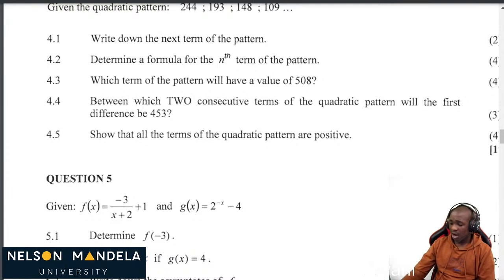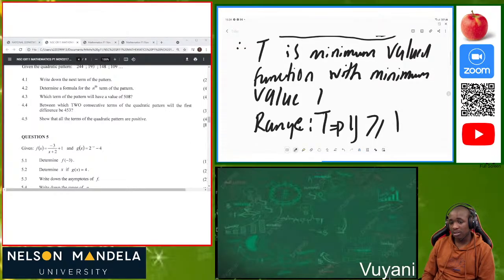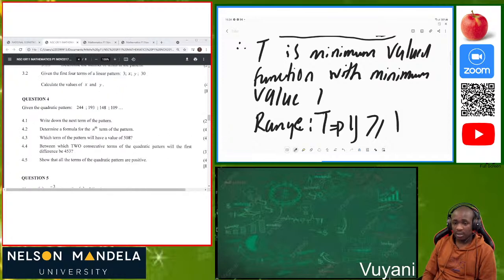So therefore we can now say that we are going to determine the range of this parabola, because this is a parabola. Let me just write that the range of T will be Y must be greater than or equal to positive 1. So as you can see, these are positive numbers.